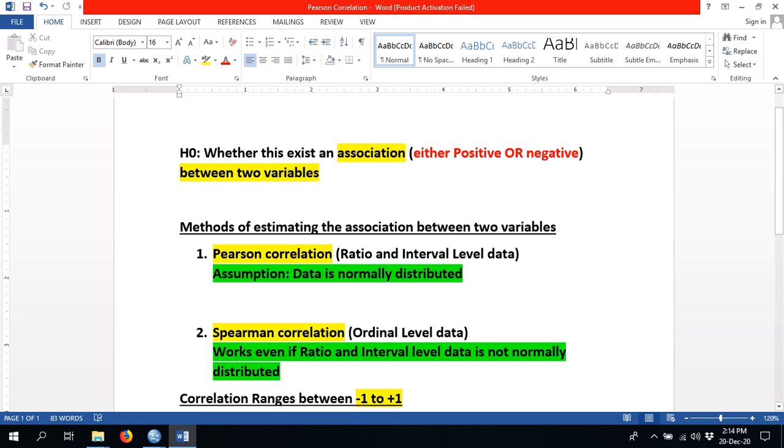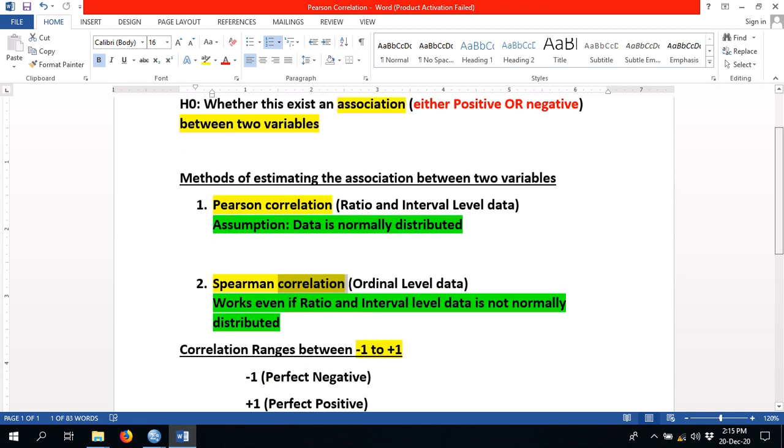Before using that, we need to know what kind of data we have, how those two variables have been measured. If both variables are measured on ratio and interval level data, and we want to examine the association between the two variables, then we need to use the Pearson correlation coefficient. And if both variables are measured on ordinal level data, then we will use the Spearman correlation coefficient. We will learn how we can calculate these correlations in SPSS.